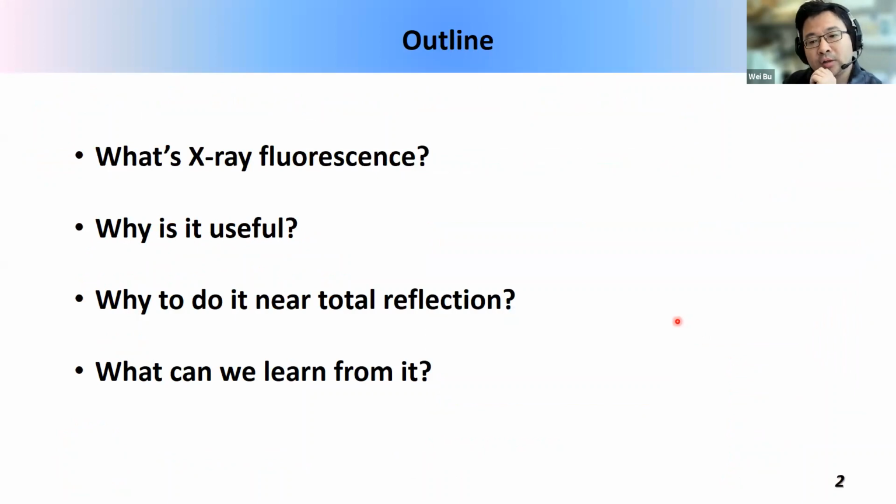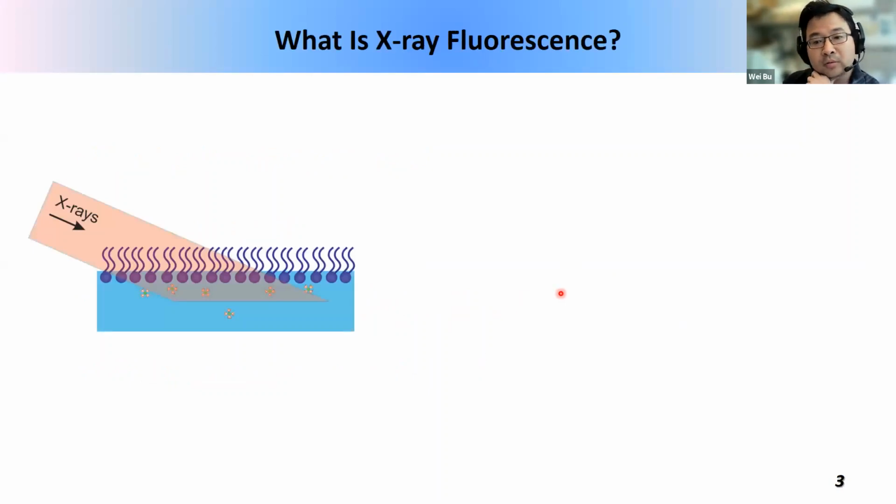Here's the outline, a list of questions I hope I can explain well in this talk. These questions are: what is X-ray fluorescence and why is it useful, why do I want to do that near total reflection, or near the critical angle, and what can we learn from this technique? Okay, let's start with the first question.